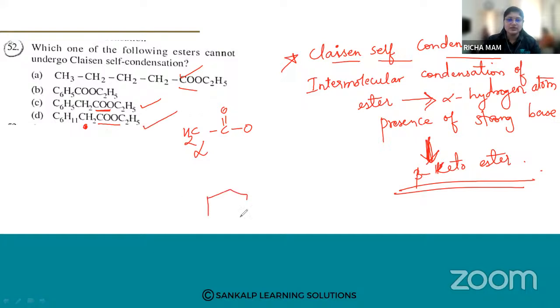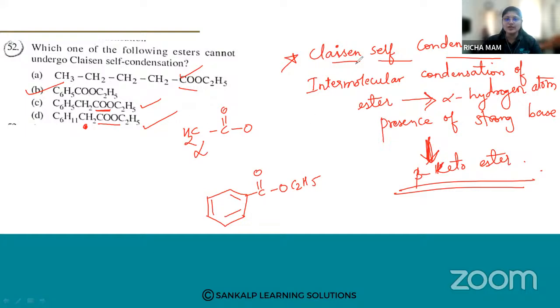Now in this C6H5, C double bond O, O, C2H5, do I have alpha hydrogen here? No. So option number B. Right? So option number B is the correct answer. Is it correct? Yes. So option number B. Understood? Is it clear? So option number B.